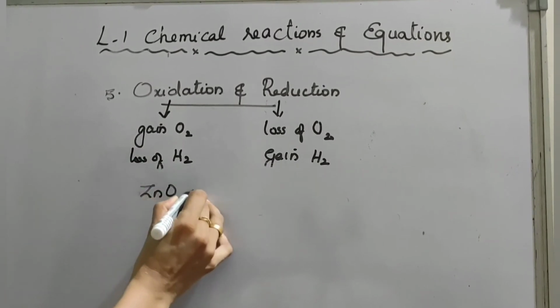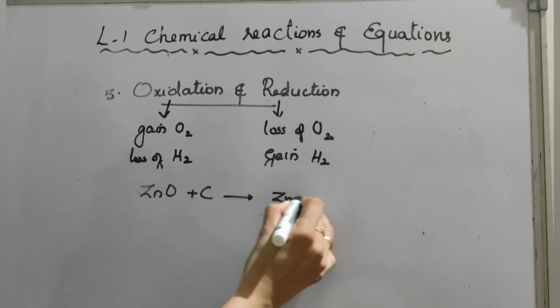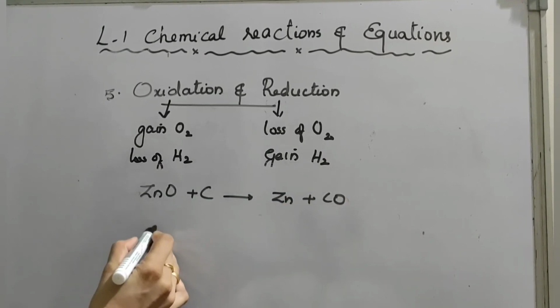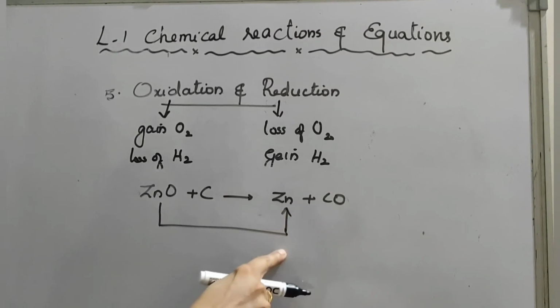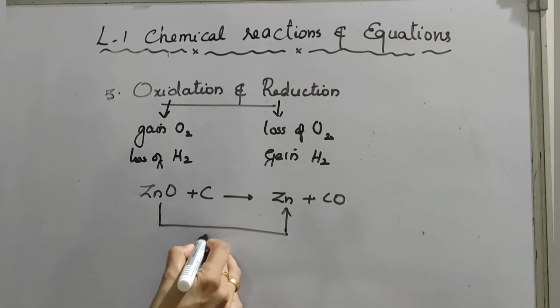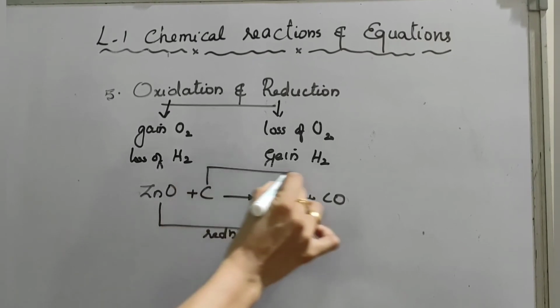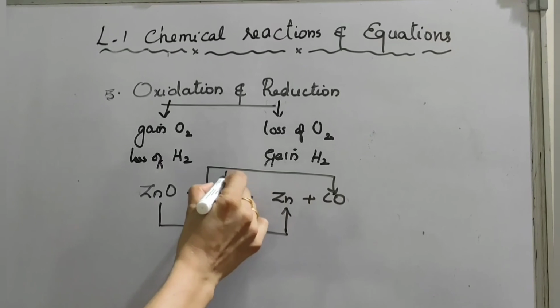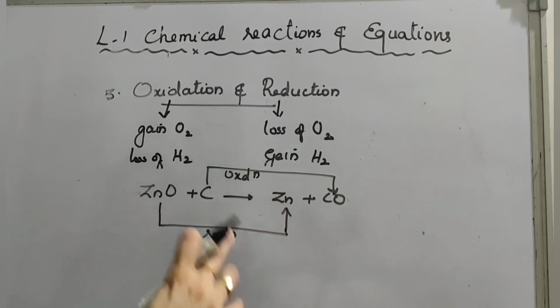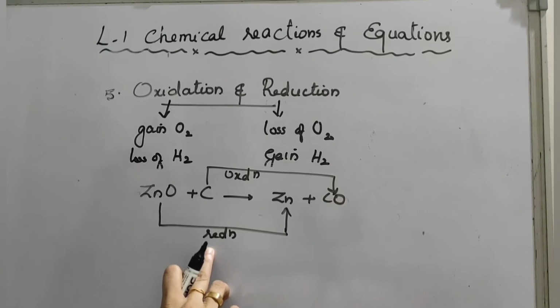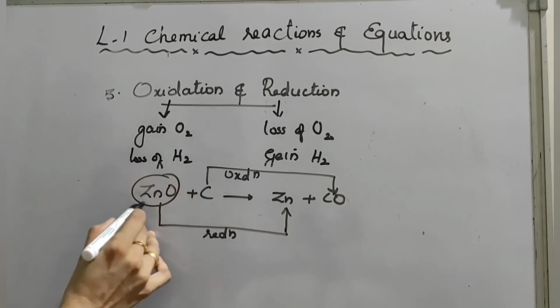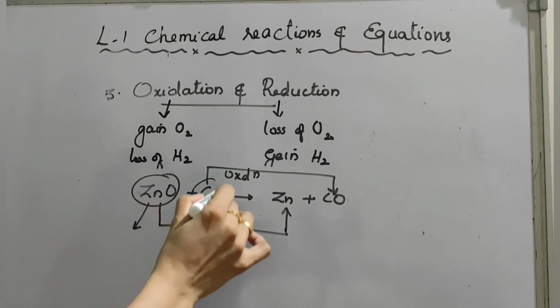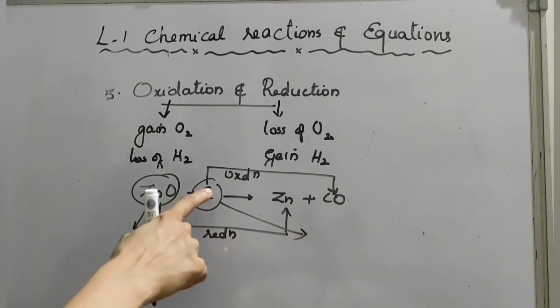Zinc oxide reacts with carbon, they form zinc plus carbon monoxide. Look at this, zinc oxide changes to zinc on the product side. The loss of oxygen is known as reduction. Carbon gains oxygen on the product side, so it is oxidation. Both oxidation and reduction take place together, and that is known as a redox reaction. Which one is the oxidizing agent and which one is the reducing agent? Zinc oxide is an oxidizing agent and carbon is known as the reducing agent, because oxidation happens here, so it is a reducing agent.